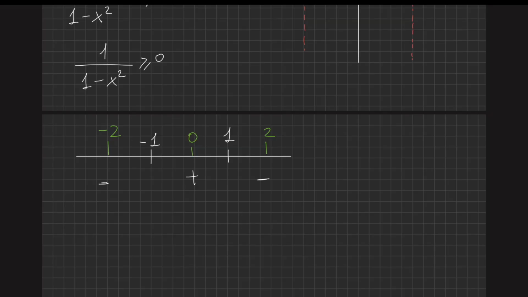Which means that the function is positive for x between minus 1 and 1, and the function is negative for x smaller than minus 1 or bigger than 1.